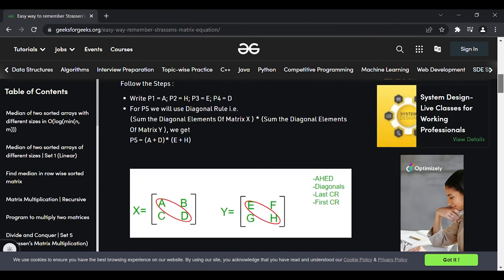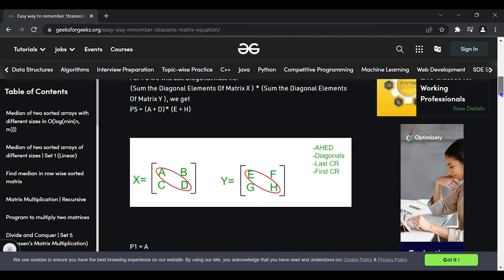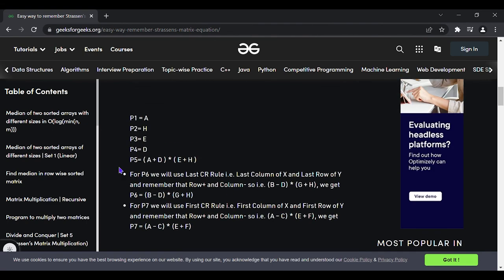Now we will calculate P5, because first you need P5. For P5, what are you going to do? The addition of the diagonal multiplied by the addition of the diagonal. So the diagonal addition is the sum of the diagonal elements of matrix X multiplied by the sum of the diagonal elements of matrix Y. So (A plus D) into (E plus H). When you compute it, you have obtained P5.